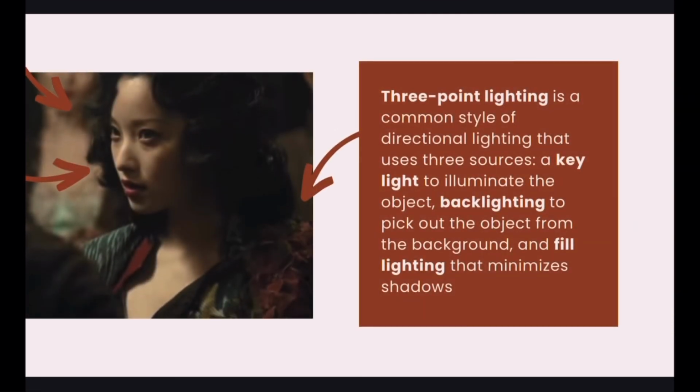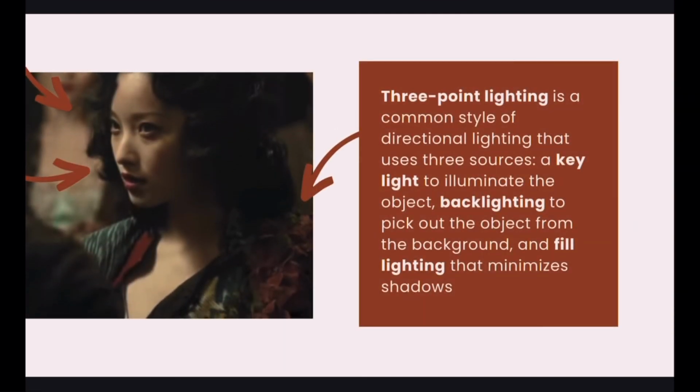Three-point lighting is a common style of directional lighting that uses three sources: a key light to illuminate the object, backlighting to pick out the object from the background, and fill lighting that minimizes shadows. In this shot of Yu Mu from Flowers of War, the key light is what's illuminating the front of her face, the backlighting is what's making that light appear on the back of her hair and on her clothes, and the fill lighting is what's illuminating the other prostitute and George in the background.